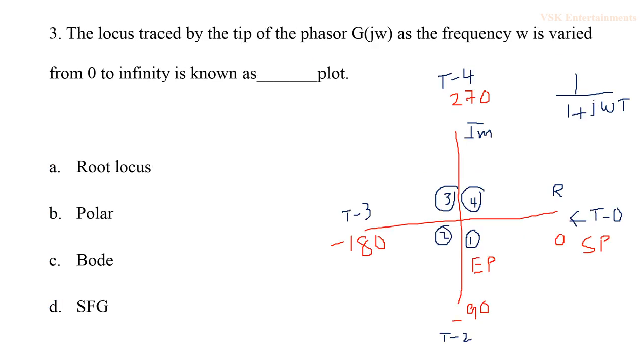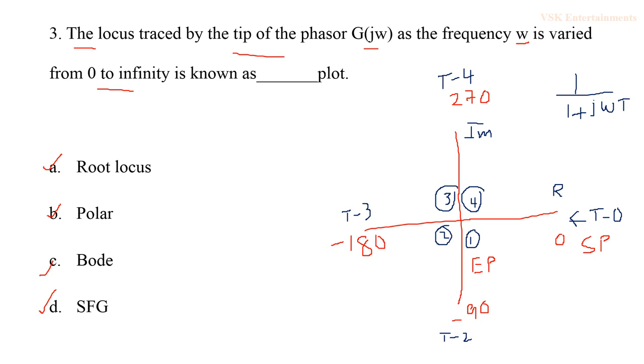Coming to next bit, the locus traced by the tip of the phasor G of j omega as the frequency omega is varied from 0 to infinity is known as dash plot. Options are root locus, polar plot, Bode plot and signal flow graph. This bit is very simple, which is directly the definition of polar plot. Here I am going to give a brief idea about the polar plot.